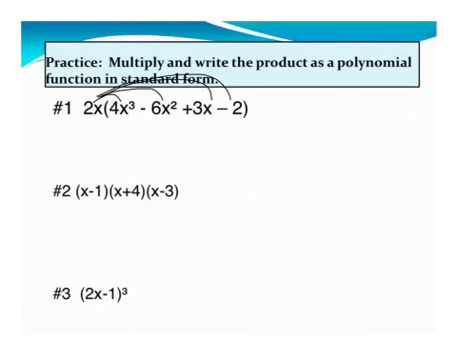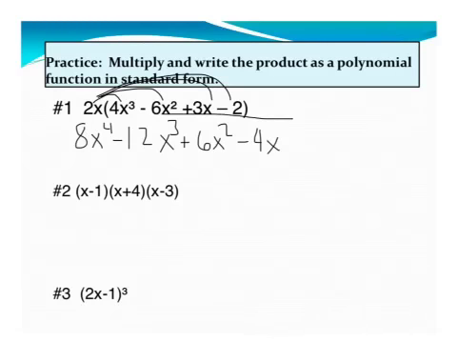So 2 times 4 is 8. X times x cubed is x to the 4th. 2x times negative 6x squared, so we get negative 12x cubed. Remember, we're adding our exponents when we multiply like bases. And we have 2 times 3 is 6. X times x is x squared. And we get negative 4x at the end. This is in standard form. We are good to go.